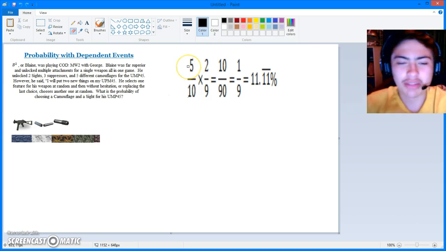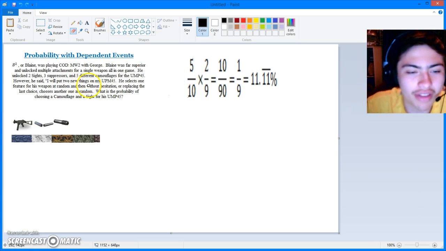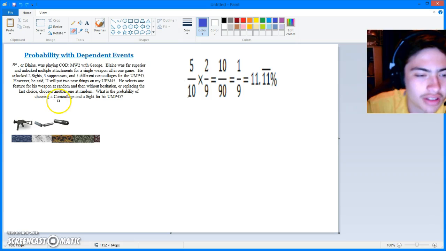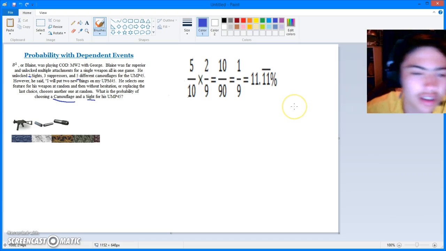So I'll give you the step-by-step process. The 5 out of 10 came from this: we want to find the camouflage and the sights, so we want to find all the different ones. We have 5 different camos and 2 different sights. So it's 7 total. So why is there not a 7 here?